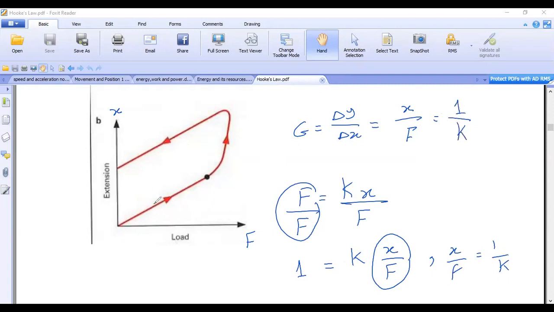So here, how do we calculate the gradient? We select 2 points, and this is y1 and here is x1. In the same way, take another point here, and take this point to be y2 and this to be x2. Get the difference, y2 minus y1 over x2 minus x1, and you get 1 over K, not K. Why? Because here is the extension and here is the applied force.